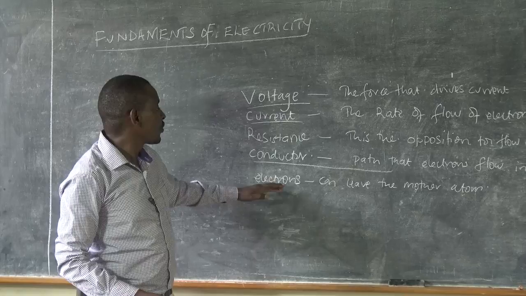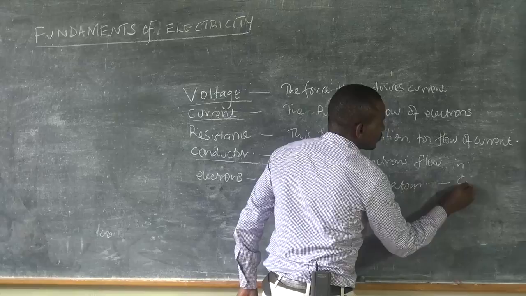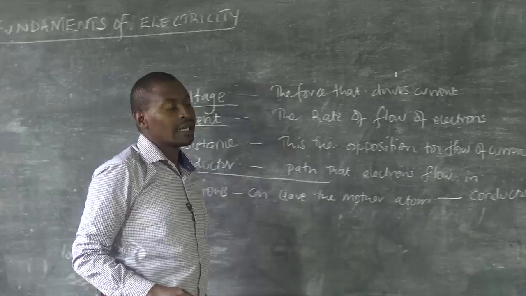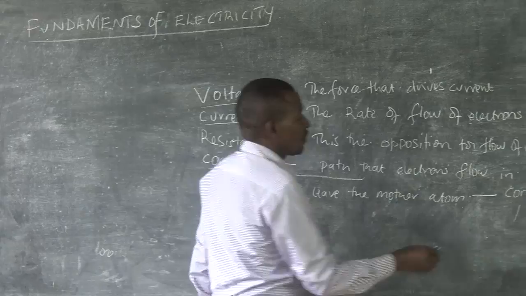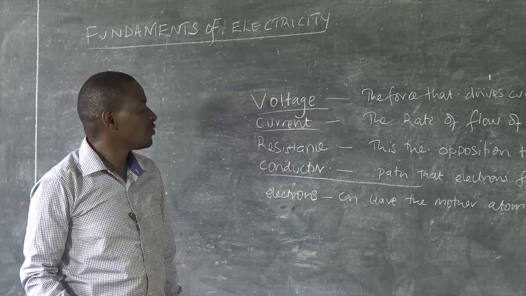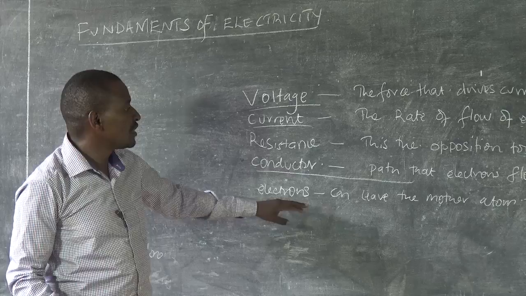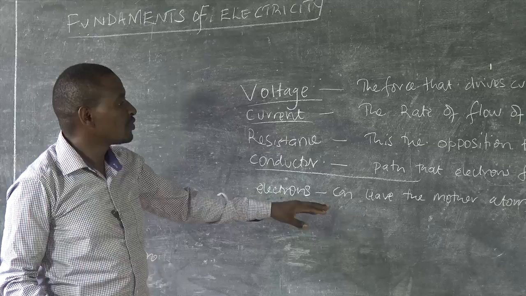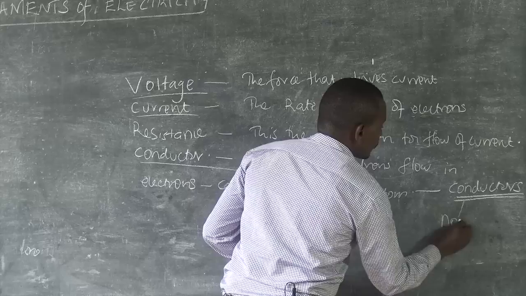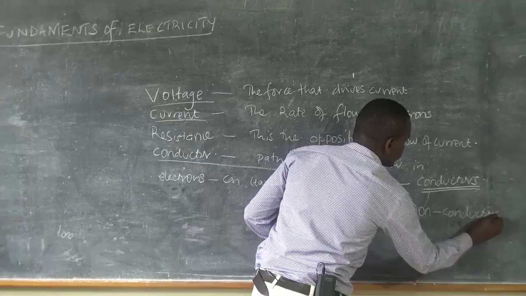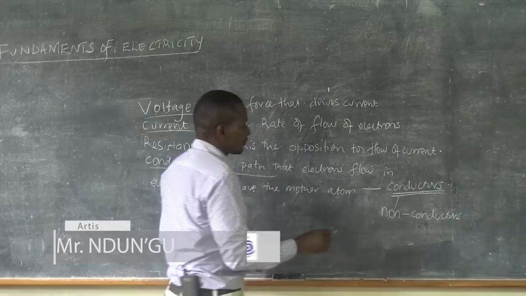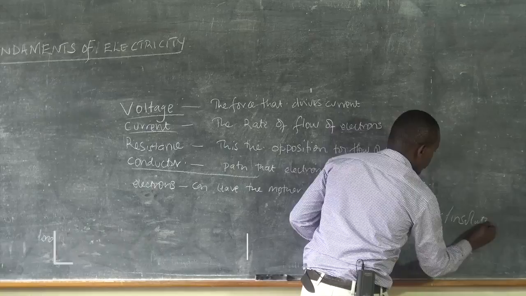For materials where it is possible for electrons to leave the mother atoms, we refer to these as conductors. All metals seem to fall in this category of conductors. But there are materials where, despite having a similar structure, it is not possible for electrons to leave the mother atoms, and we call them non-conductors, or simply insulators.